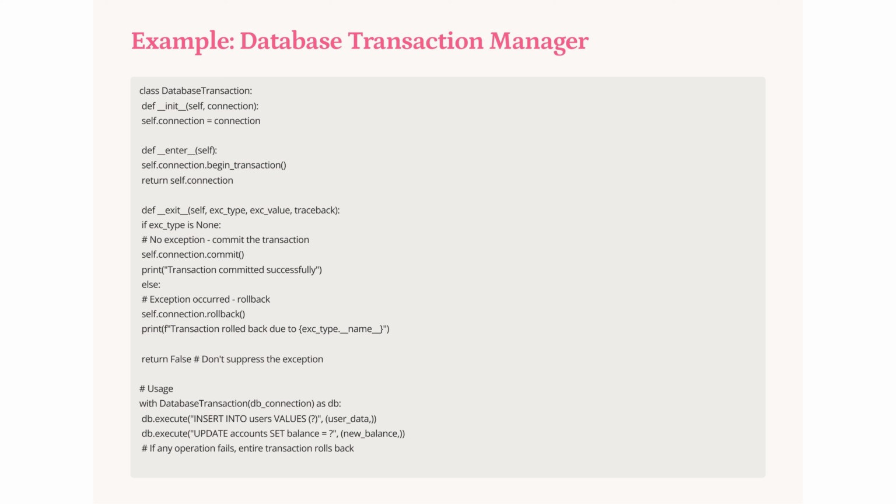The DatabaseTransaction class ensures reliable database operations. Upon entering, it begins a transaction. If no exceptions occur, it commits changes, confirming success. If an exception arises, it rolls back, preserving data integrity. This approach prevents partial updates, maintaining consistency. Returning False allows exceptions to propagate, ensuring issues are addressed.